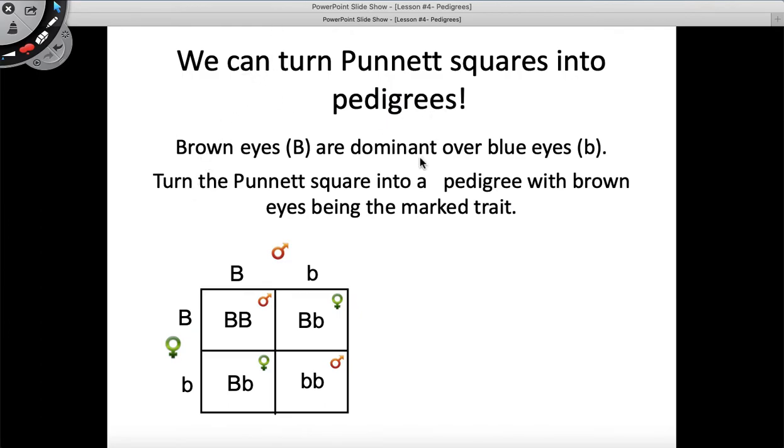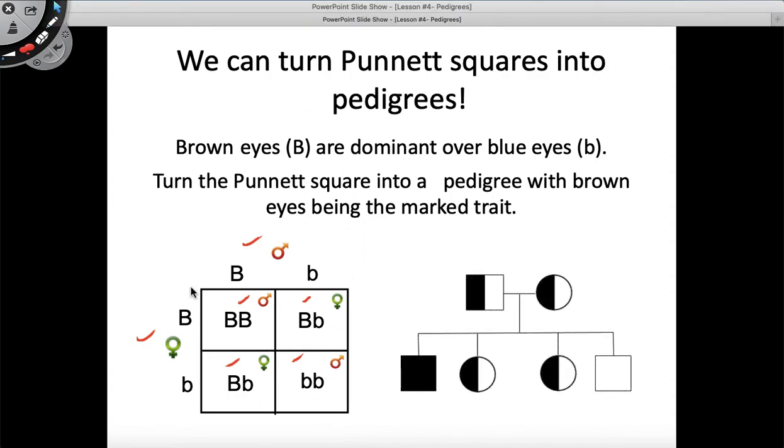We can turn Punnett squares into pedigrees. So for example, brown eyes, big B, is dominant over blue eyes, little b. So turn the Punnett square that you see here into a pedigree with brown eyes being the marked trait. So how would you do that? How would you turn this into a pedigree? Well, we see here that this is dad and this is mom. And then they had 1, 2, 3, 4 kids.